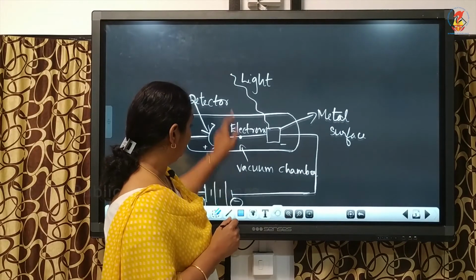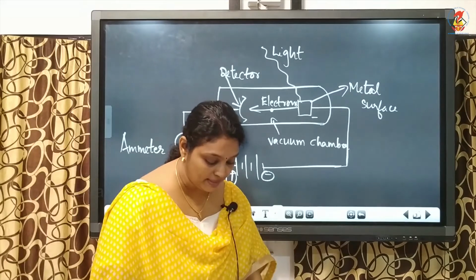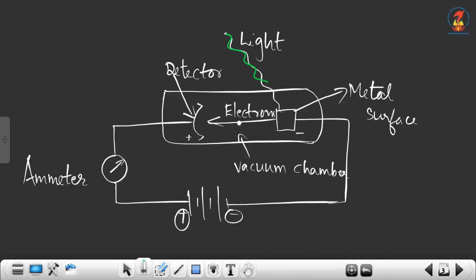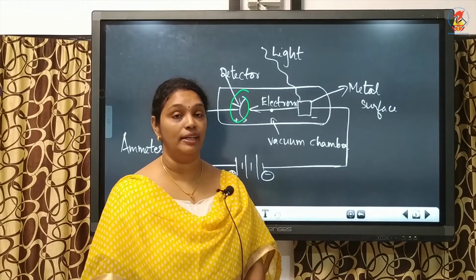Now, you can see the diagram of the equipment in which photoelectric effect is taking place. Here, light of a particular frequency falls on the metal surface. What happens? The electrons are ejected from the metal surface, and these ejected electrons are known as photoelectrons. These electrons are counted by a detector that measures the kinetic energy of the electrons. Okay. Now, let us see the observations made from this photoelectric effect.